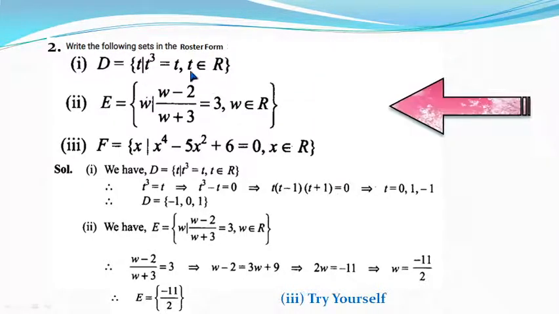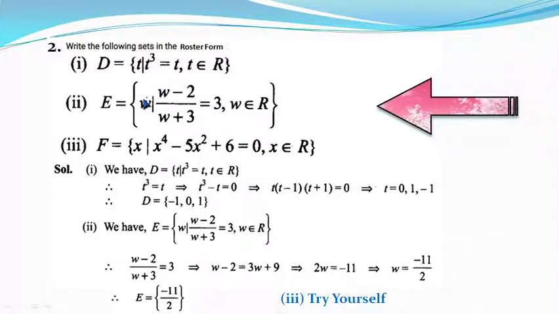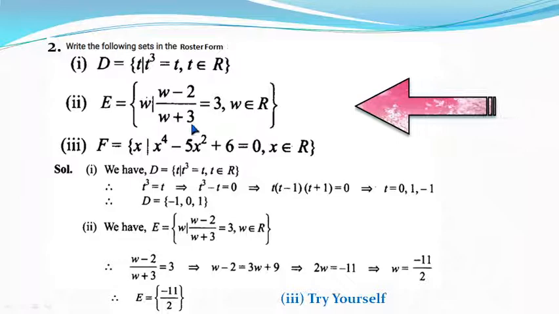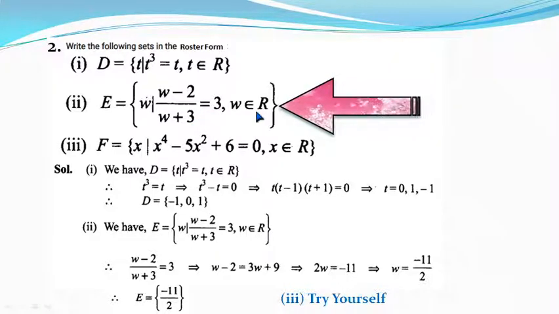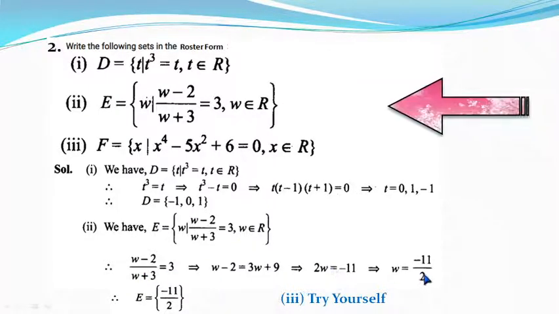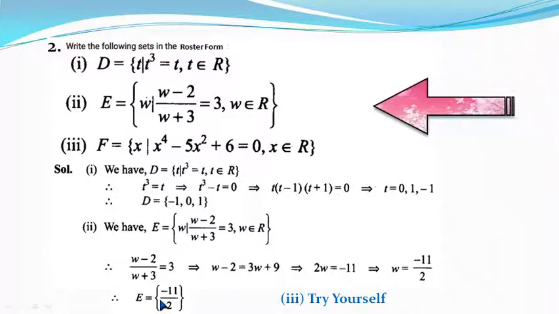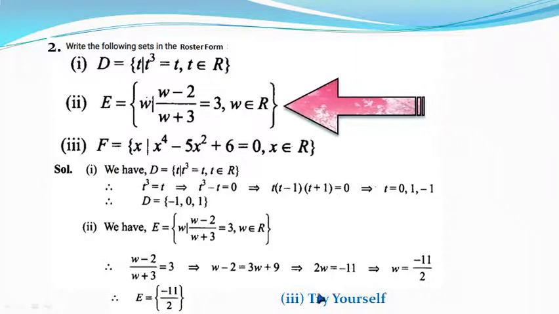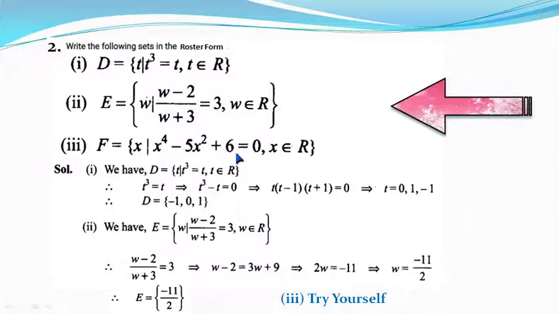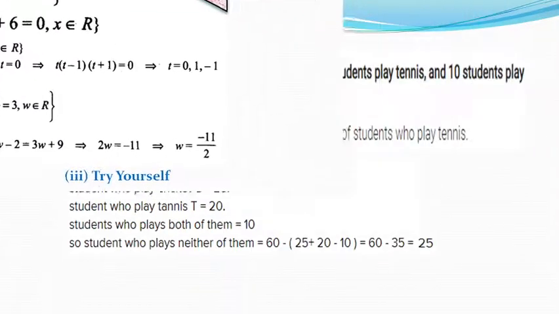First part is exactly the same as we just discussed on the last slide, so I'm not going to discuss it. Please try it yourself. Second part, E is equal to {w such that (w minus 2) upon (w plus 3) is equal to 3, and w belongs to real numbers}. Here we have to solve the given equation, and after solving, whatever value we get, like minus 11 by 2, this is set E, again a singleton set. Third part also, students, please try yourself. First of all, you have to reduce the given equation into a quadratic equation by assuming x square equal to y or some other variable.